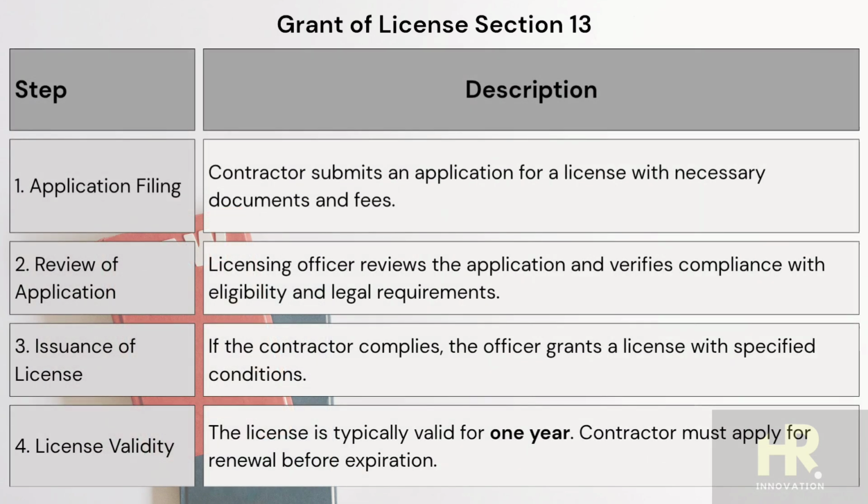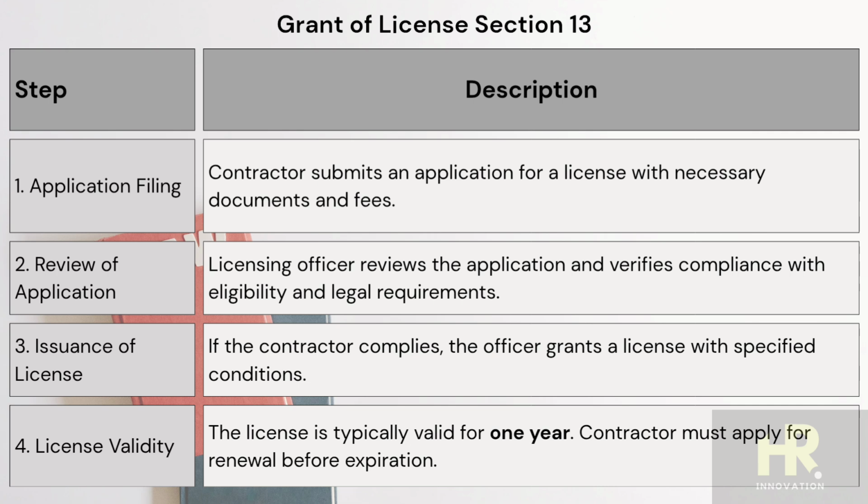Grant of license. Section 13. Step 1. Application filing. First, the contractor files an application for a license. This includes all required documents and payment of the prescribed fee. Step 2. Review of application. Next, the licensing officer reviews the application. They check if the contractor meets all the legal and eligibility conditions.